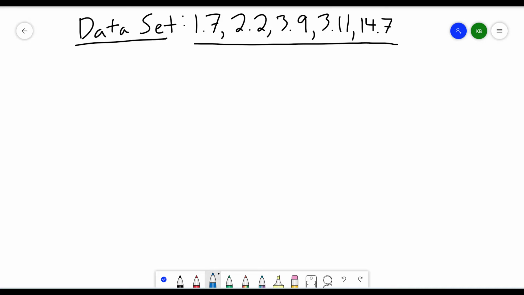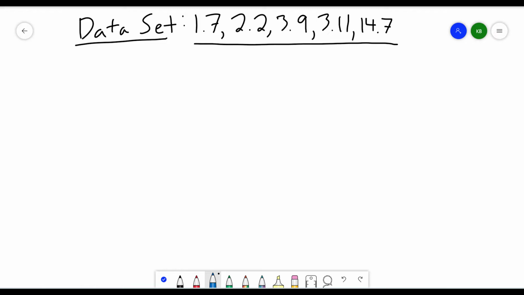All right, so we want to talk about some measures of central tendency. That's a lot of big words, but what we're talking about when we talk about the measures of central tendency is the three M's. So we're talking about the mean, the median, and the mode.